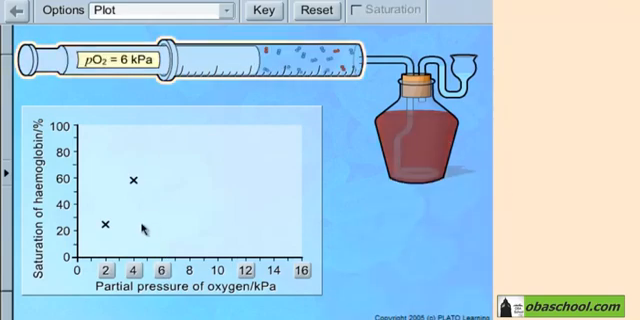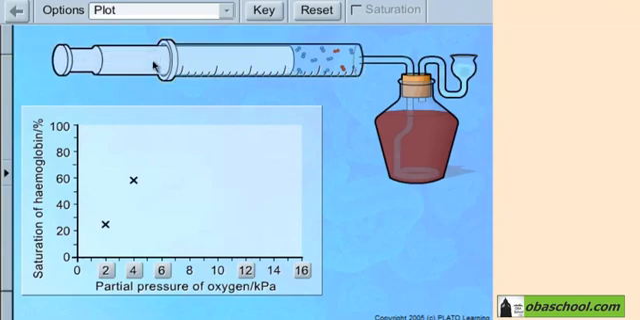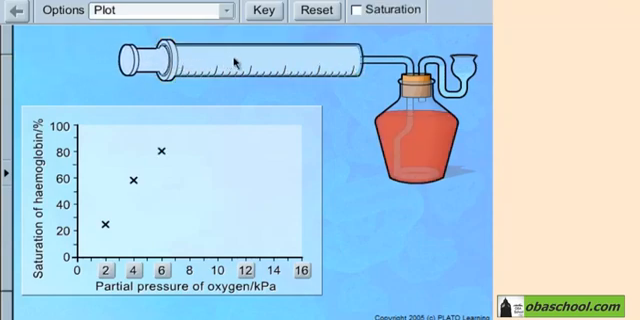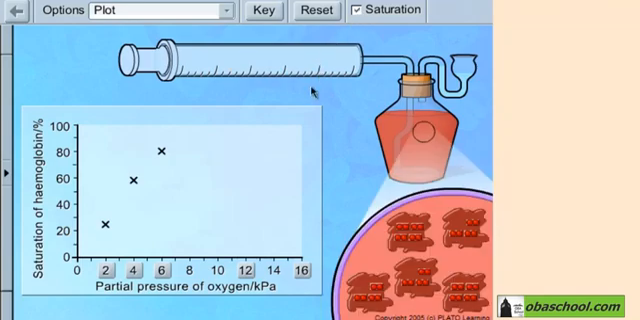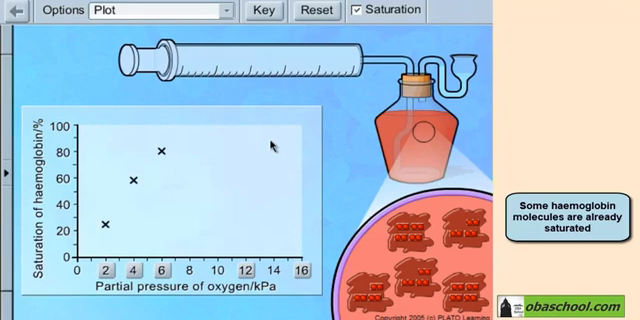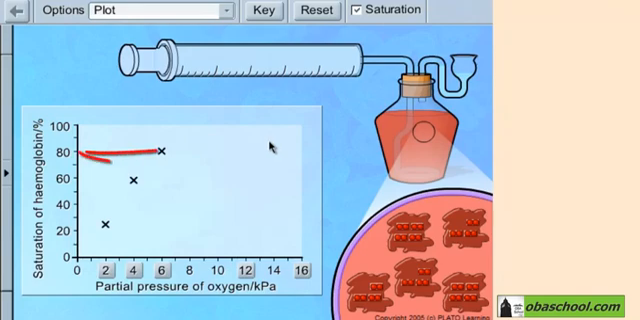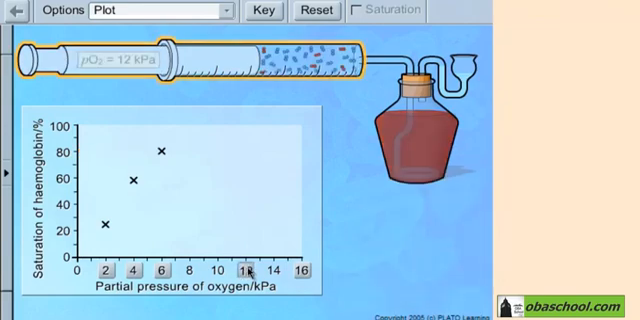Let's go to 6 kilopascals. Here, some of the hemoglobin molecules are fully saturated. They have 4 oxygen molecules each, while the rest have 3. So we don't have a full saturation, but we are reaching full capacity of this blood to carry oxygen. Notice in the graph that we have saturation at 80% at this point. Now let's increase the partial pressure to 12 kilopascals.